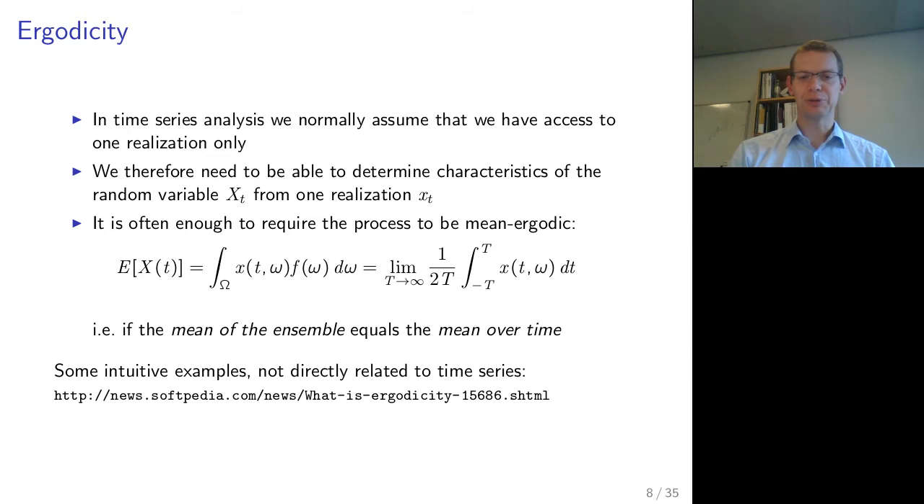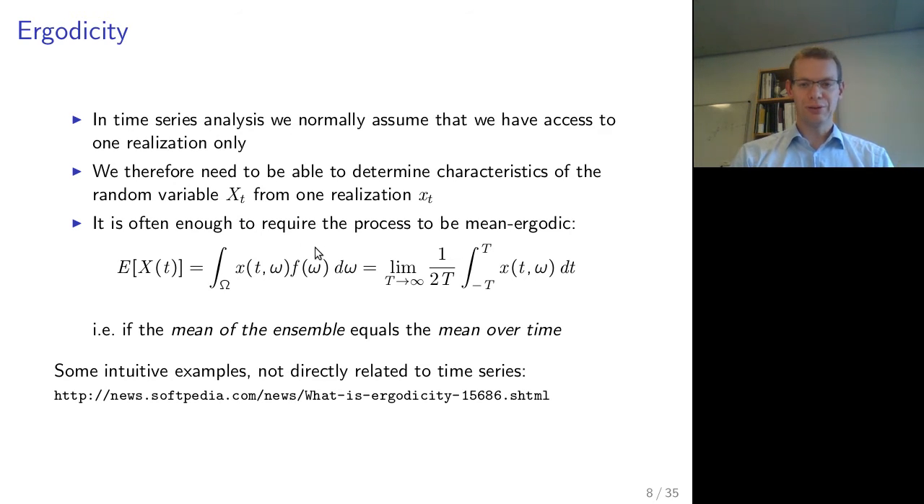Another concept which we will not dig so much into, but just so you have it as reference, is ergodicity. So we normally assume that we have access to only one realization of the process. But what we want to say something about is the entire process, not just the realization, but we want to say something about the random variable xt.